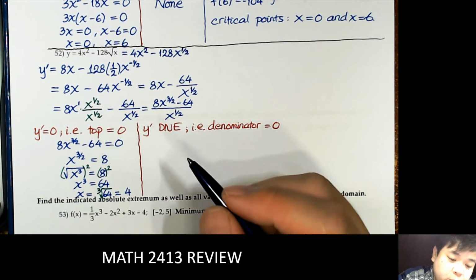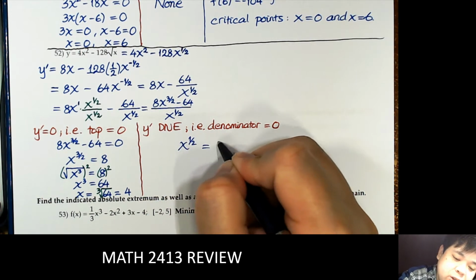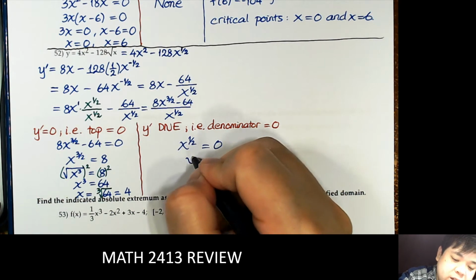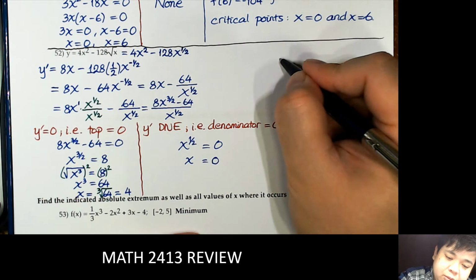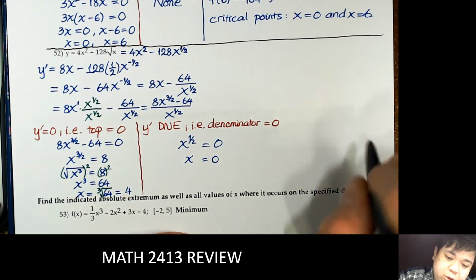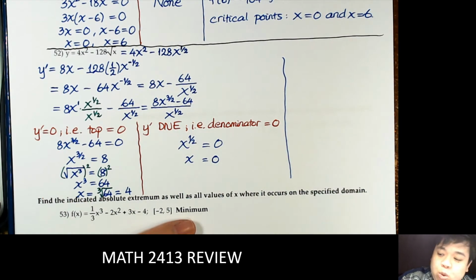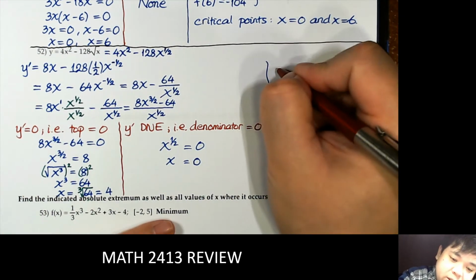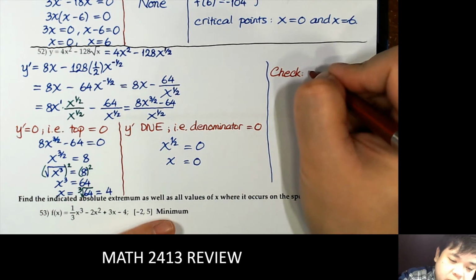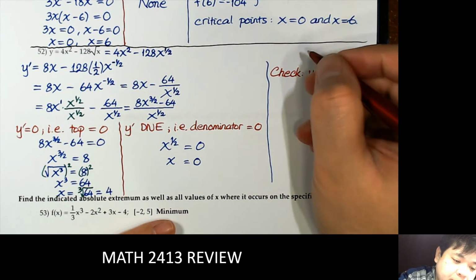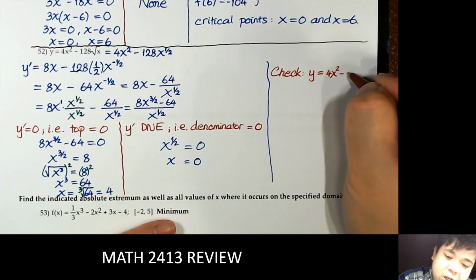That's where the top equals 0. Now the bottom equals 0: x to the 1/2 equals 0. Square both sides, x equals 0. So we have those points, x equals 4 and x equals 0. And then we check with the original function. The original function is y equals 4x squared minus 120.